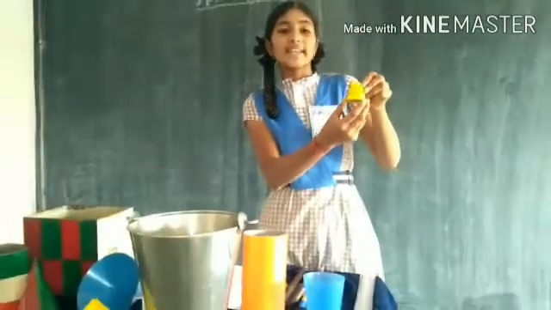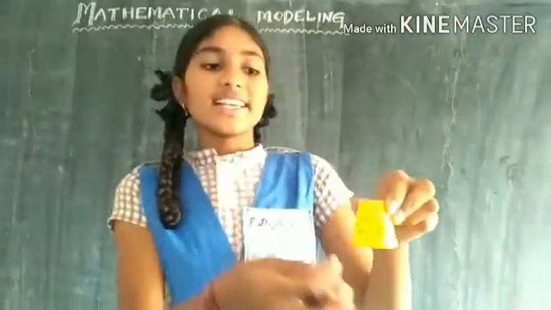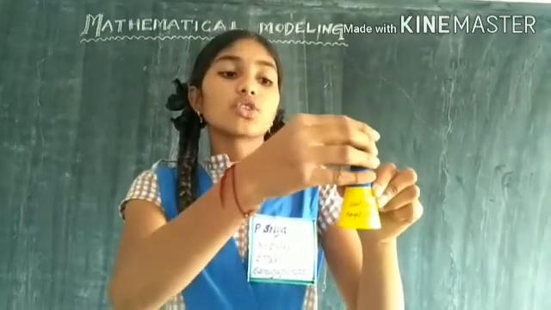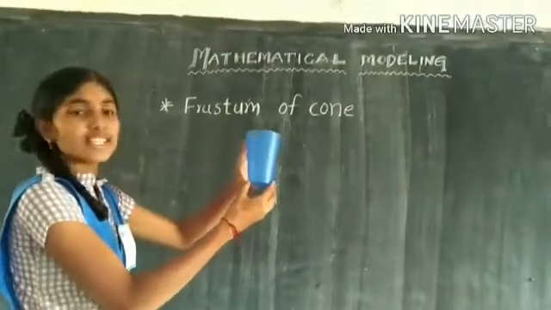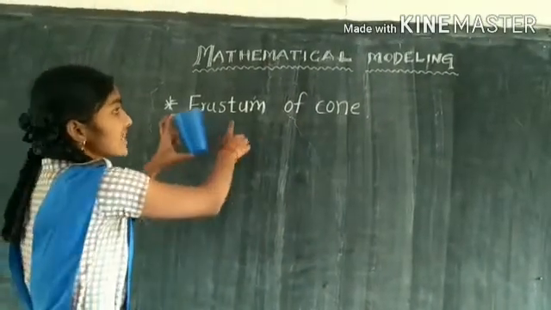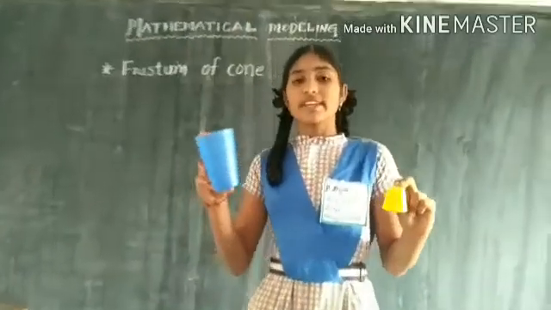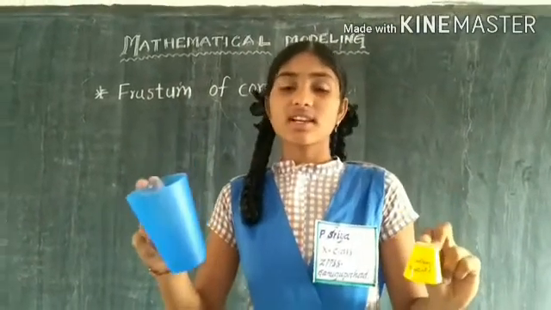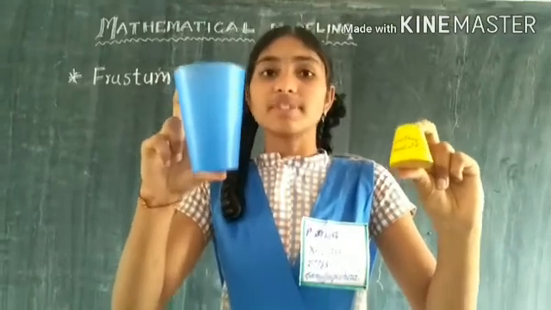In mathematics, we call it a frustum of a cone. It means this shape is from a cone, so it is called a frustum of a cone. The mathematical name of this glass is frustum of a cone. So in our surroundings, we observe many frustum shaped objects. Now how to find the volume of frustum shaped objects?